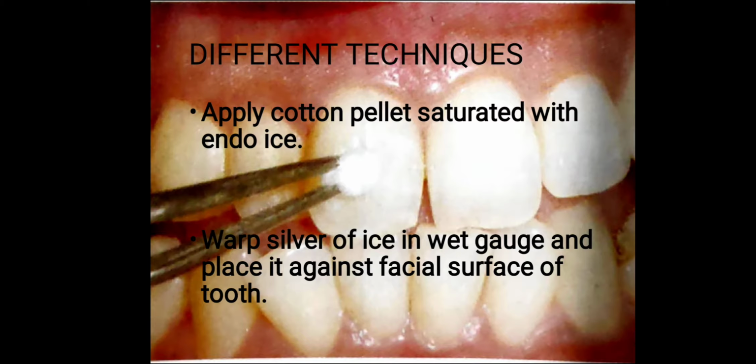Number one, apply cotton pellet saturated with endo ice onto the tooth surface, and then patient's response is noted. Number two, wrap sliver of ice in wet gauze and place it against facial surface of the tooth, and then patient's response is noted.